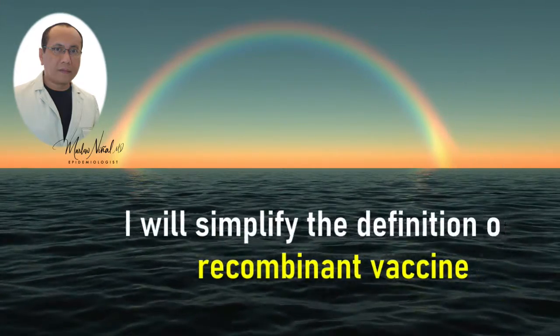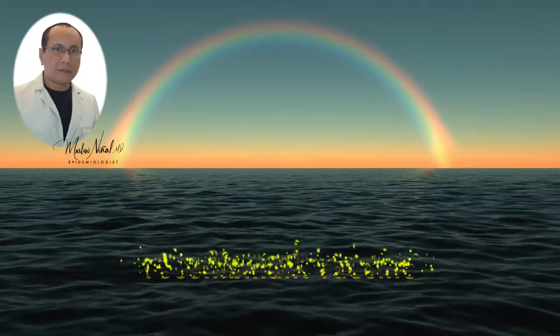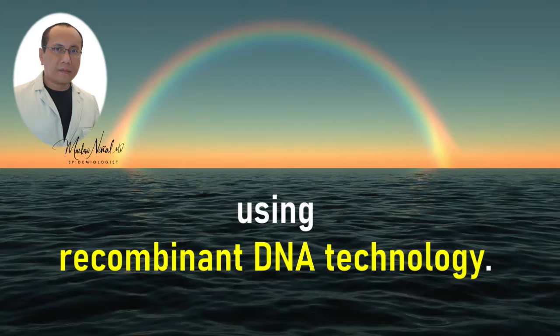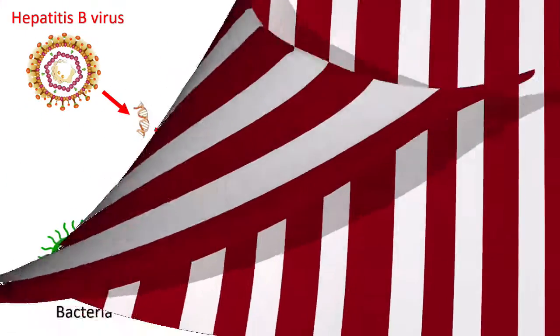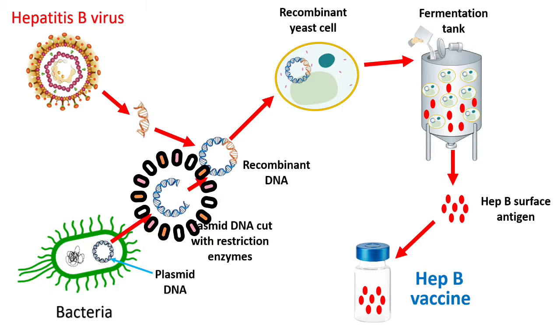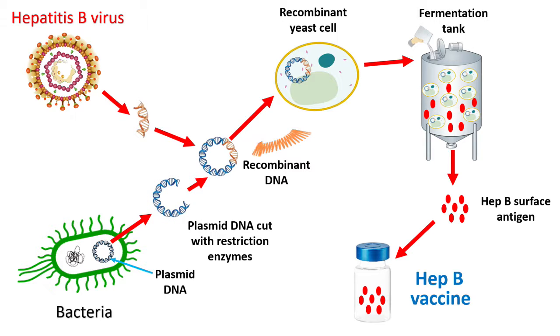I will simplify the definition of a recombinant vaccine by describing to you how hepatitis B vaccines are made using recombinant DNA technology. First, a small piece of DNA or genetic material is taken from hepatitis B virus. Then, a small circular DNA molecule, called plasmid, is taken from a bacterium. Then, the small piece of hepatitis DNA is inserted into the plasmid DNA of the bacterium. The combination of these two DNAs is now called a recombinant DNA.